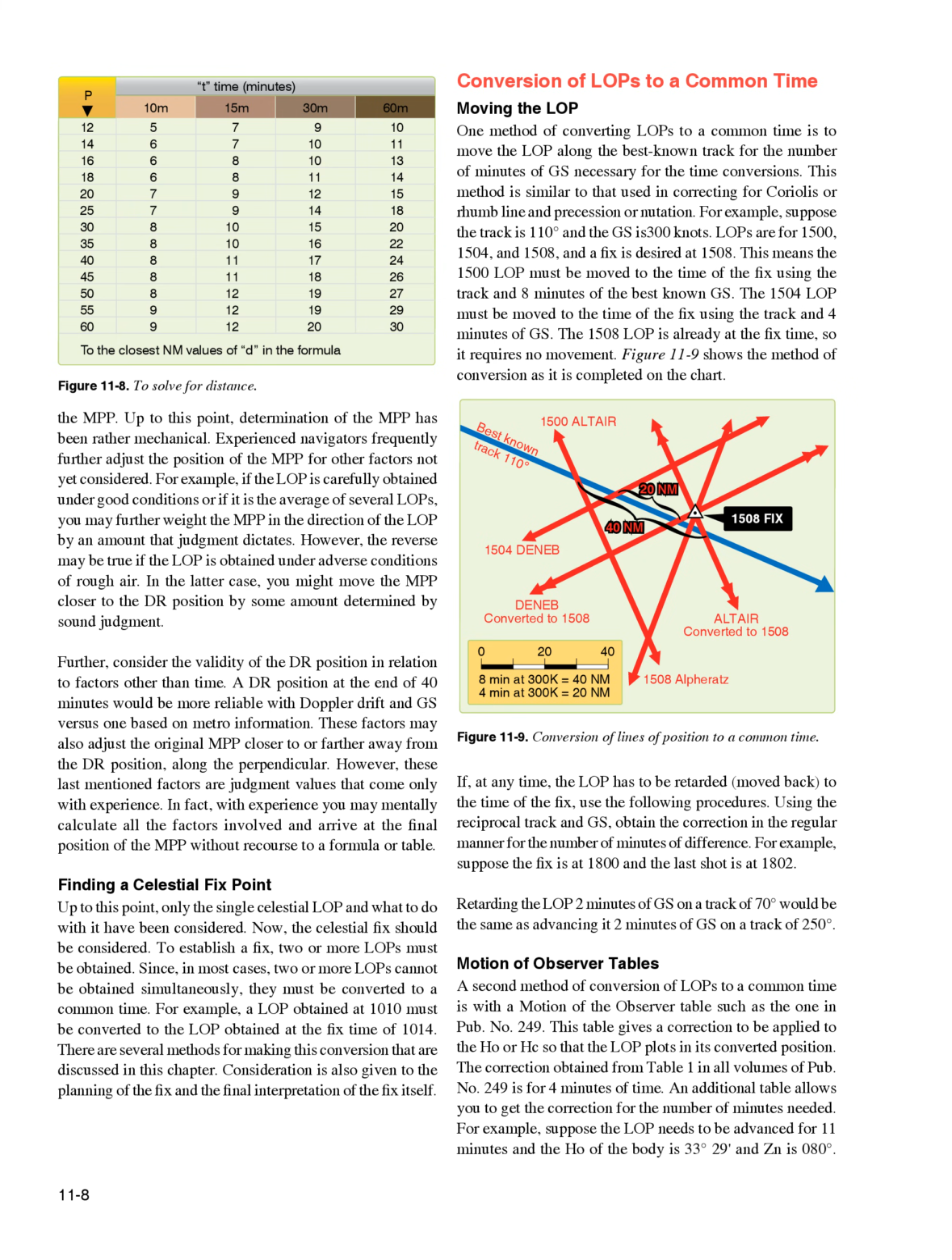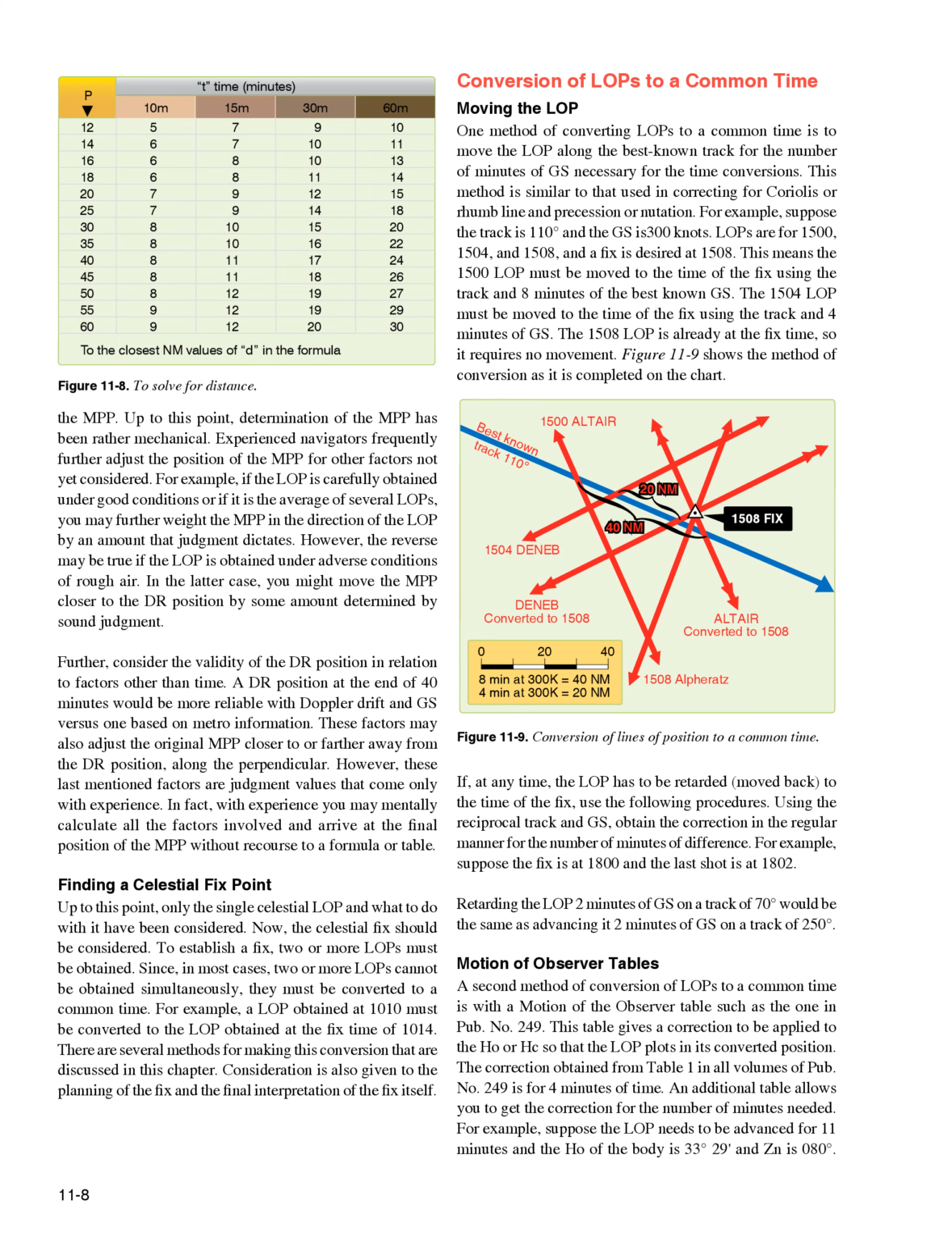No. 249. This table gives a correction to be applied to the HO or HC so that the LOP plots in its converted position. The correction obtained from Table 1 in all volumes of Pub. No. 249 is for 4 minutes of time. An additional table allows you to get the correction for the number of minutes needed.